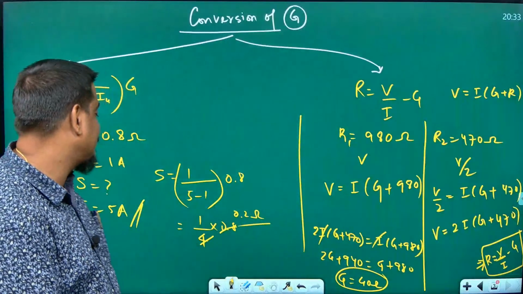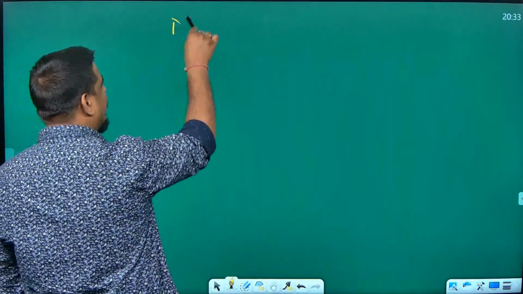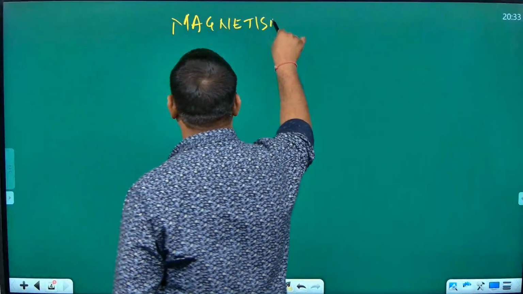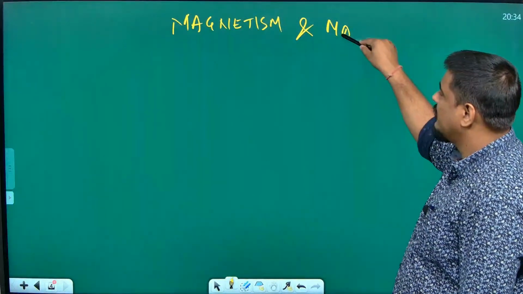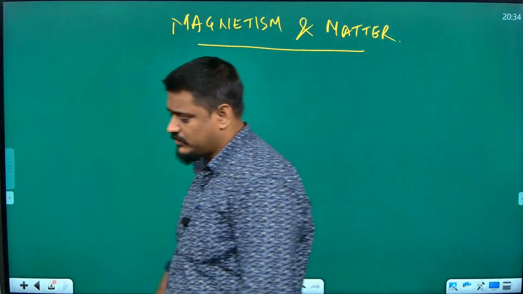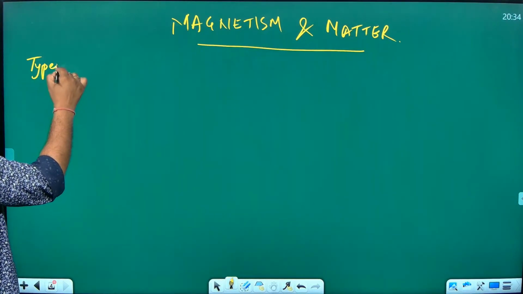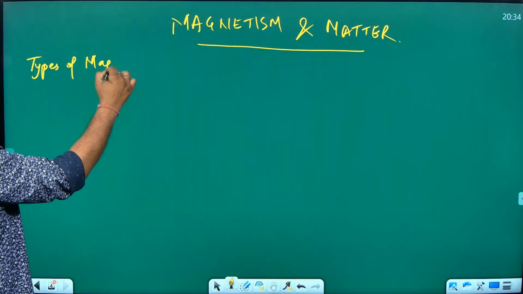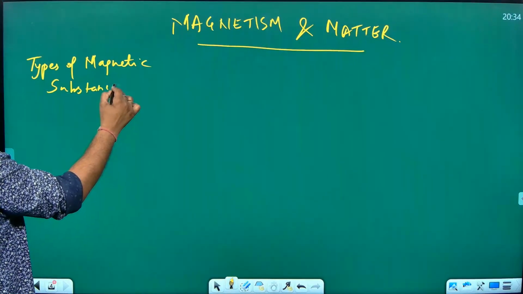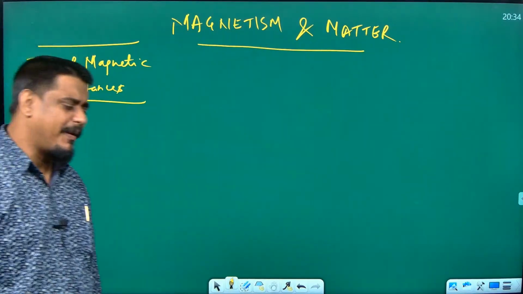So, give the heading first as Magnetism and Matter, chapter number 5. And give the subheading as Types of Magnetic Substances. As I said, there are 3 types: dia, para, ferro.